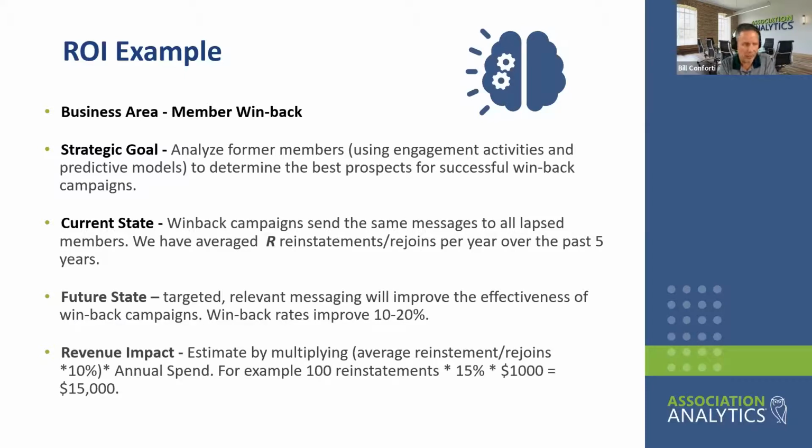So here's our quick calculation, right? Our 100 average reinstatements times, or plus, that 15% improvement, times $1,000. And what's 1,000? 1,000 is how much we know that members spend annually, right? So if we get one back that had dropped, then that's an additional $1,000 annually, and that means that the revenue impact of just this one aspect of the ROI is $15,000, right?